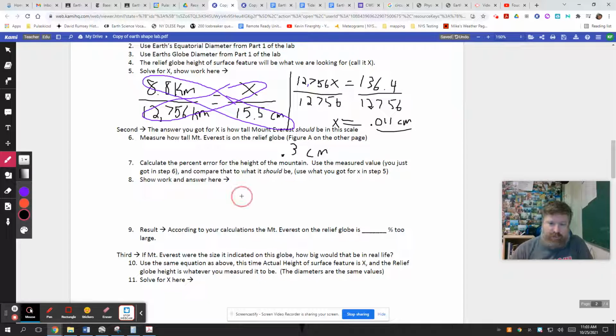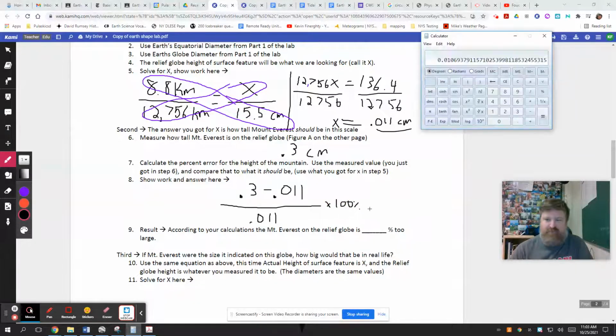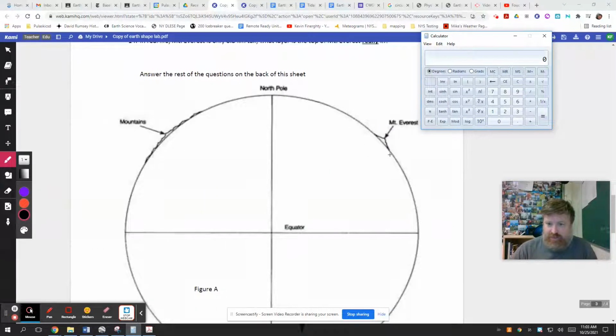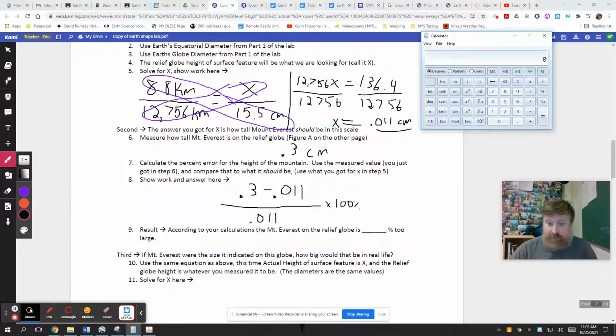So fortunately, we don't have to deal with these things anymore. 0.3 centimeters minus that, which is what it should be, divided by what it should be, times 100. And again, just stick with me. If you're thinking, what are you talking about? Don't panic. All I'm doing is showing percentage wise how far off this is. Is this too big, too small, and how far off is it? Well, it's clearly too big because it's that big and it should be that big. So percentage wise, how far off are we?